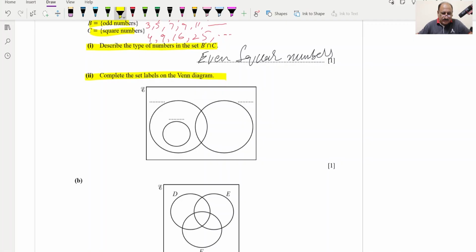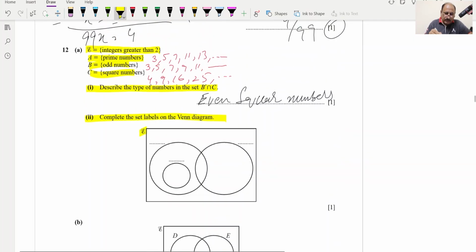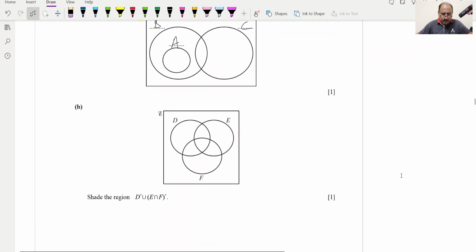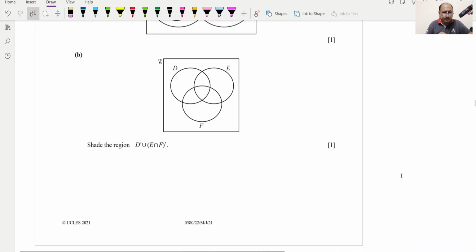So we can see this is our universal set. Then A is prime numbers, and prime numbers are basically inside odd numbers. So A will be over here. We can write A over here, and B will be this one, and C will be over here. And next is B part, which is saying shade the region D complement union E intersection F complement.